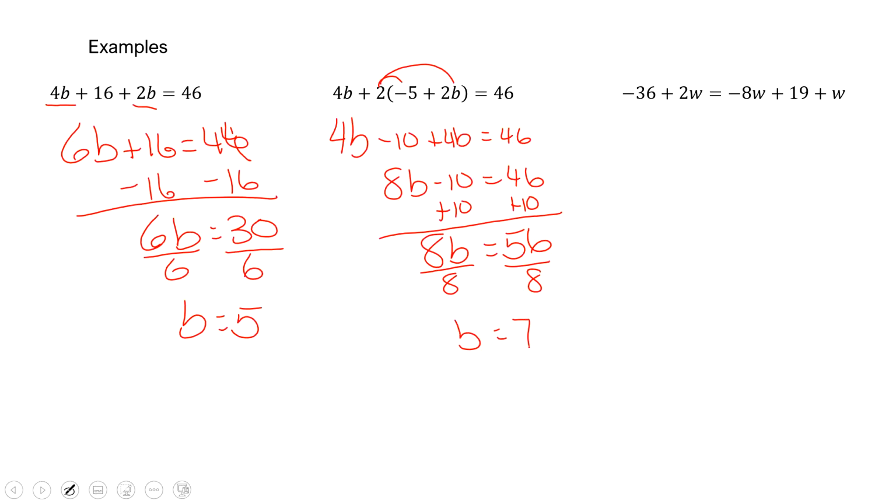Okay, last one, we got variables on both sides this time. I start with minus 36 plus 2w is going to equal negative 7w plus 19. I combine my like terms here, the 8w, the negative 8w, and the 8w, and the w. Now I got to move some stuff around. I am going to add 7w to both sides.